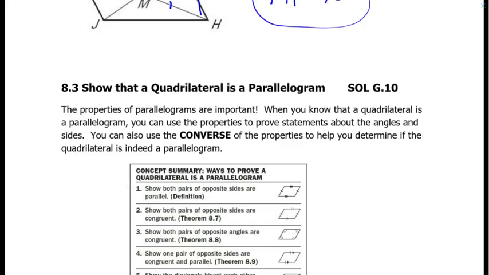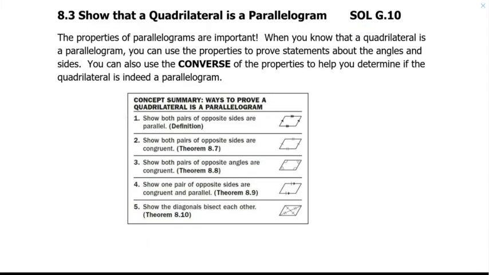All right, so let's shift gears a little bit. So the next section is going to be looking at showing that a quadrilateral is a parallelogram. Now, to this point, you've probably always looked for parallel sides to be able to classify it as a parallelogram. But with the properties that we just talked about, the theorems we've just talked about, there are some other ways we can show that it's a parallelogram as well.